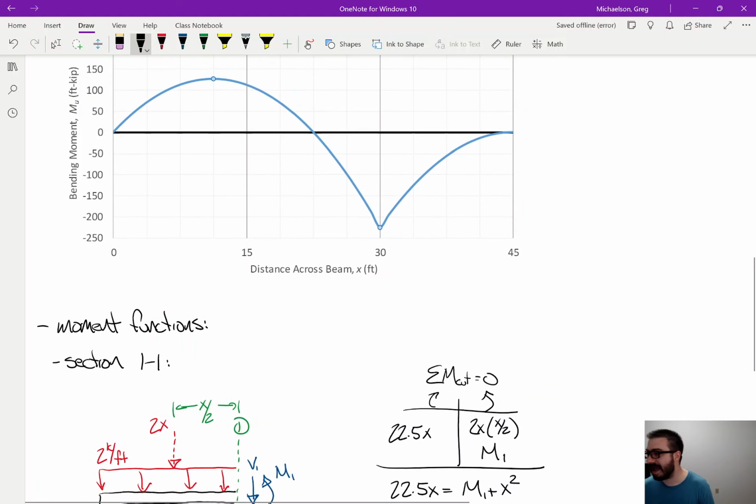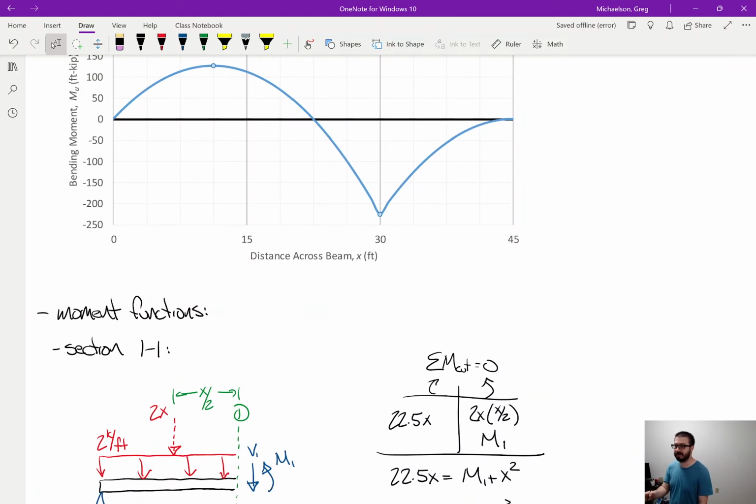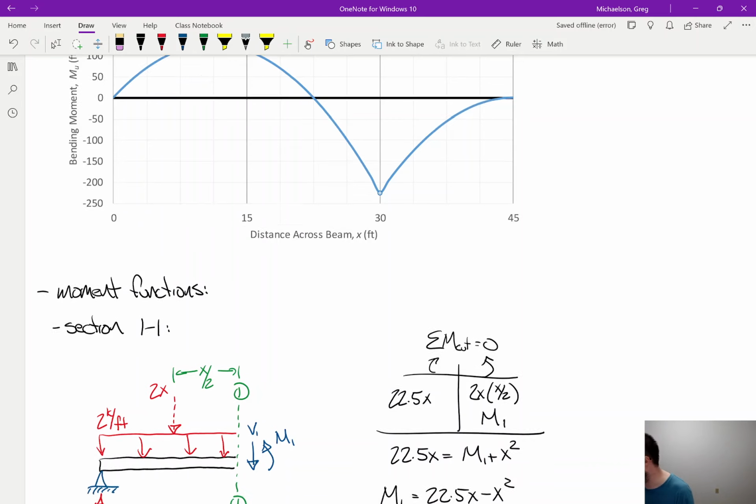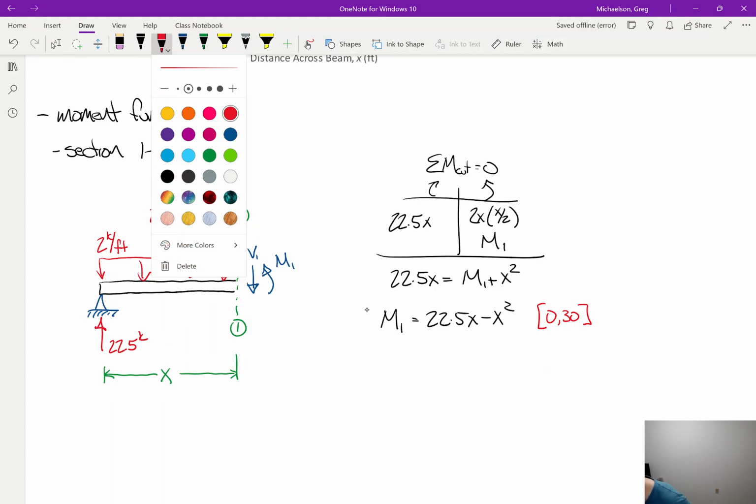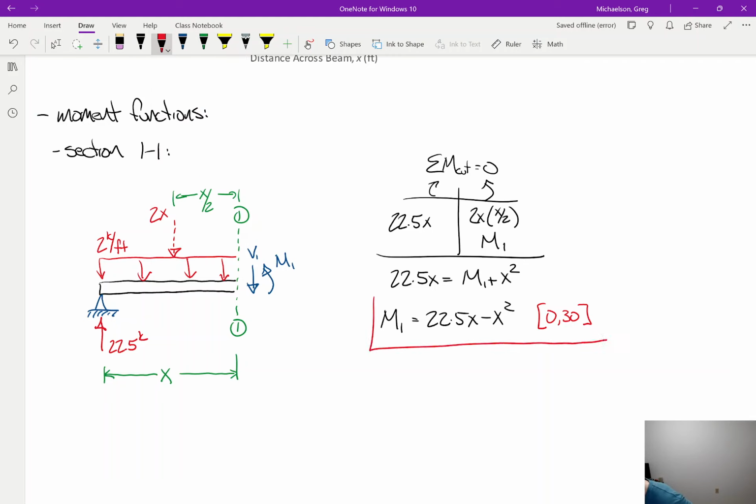Now, this is going to be valid for this left part of the beam, so from x equals 0 all the way to x equals 30. And you're going to see where this comes from in a sec. So we'll put 0 to 30 right there. Okay, so let's go ahead and circle that as a solution, and I'm going to write that down on my little notepad here just so I have that. Okay, there we go. So here's this section.